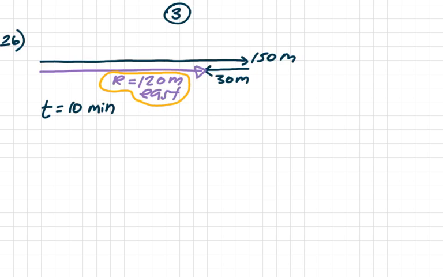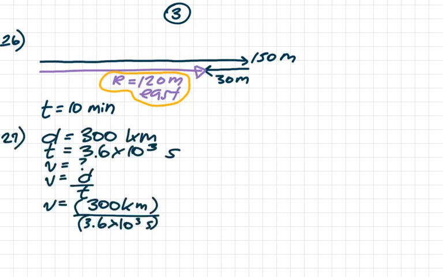27, a seemingly simple problem with a twist. You have to read carefully. They give a distance, they give a time, they want speed. V equals d over t and be done with it, right? Hold on. Alright, 300 kilometers, 3600 seconds, V equals d over t. 300 over 3600, not so fast.